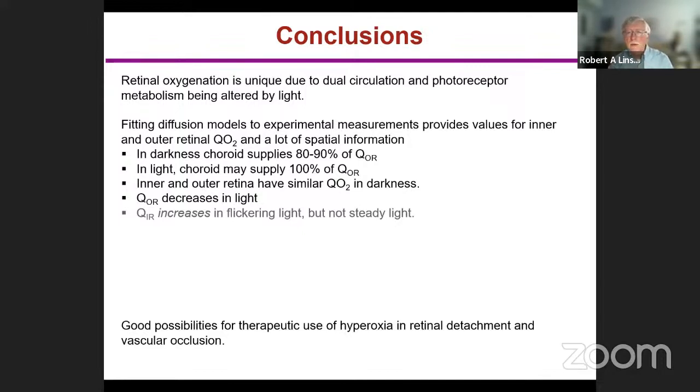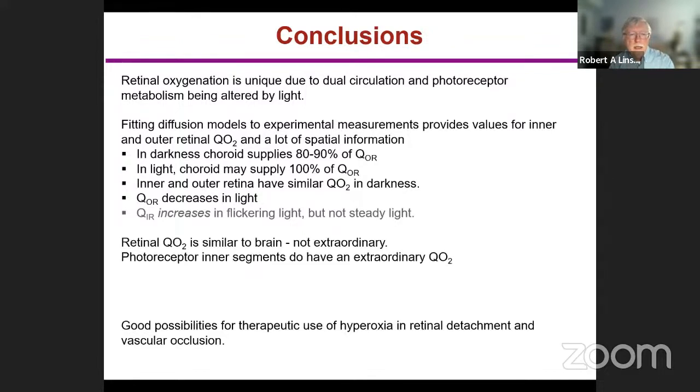So in darkness, the choroid supplies a lot of that oxygen. In light, it might supply all of the oxygen for the outer retina. Inner and outer retina have similar oxygen utilization needs. The outer retinal oxygen consumption decreases in light, which many other people have found as well. And what we found most recently, and I didn't have time to show you, is that inner retinal oxygen consumption increases in light, but only if the light is flickering, not if it's steady.